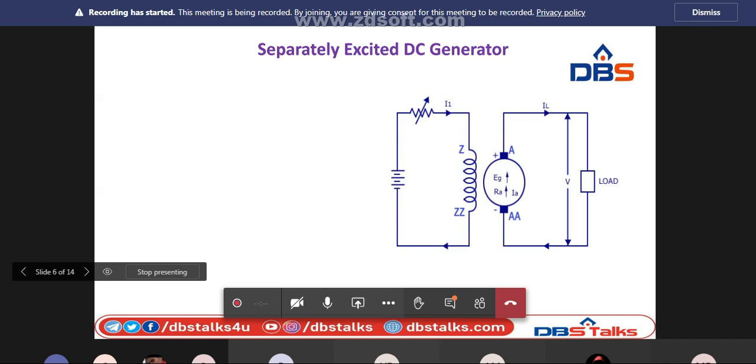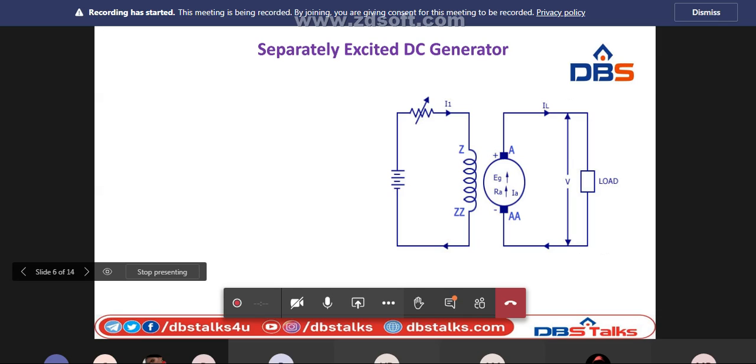As the name itself, separately excited. What is that name? Separately excited. Separately excited means we are giving the excitation externally, not internally. Internal means inside of the generator, external means outside of the generator. So the DC generator, this is the definition, just remember all of you.